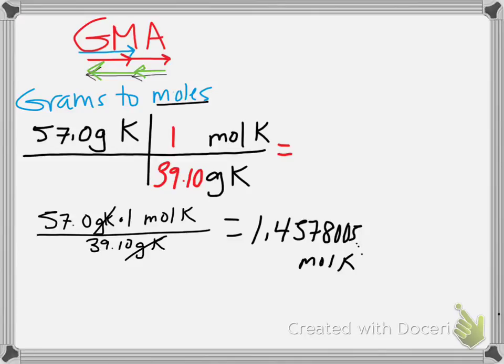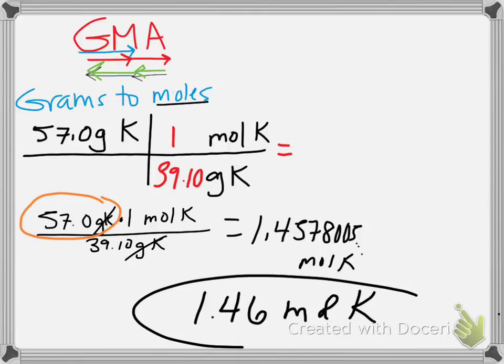3. This is multiplication and division. This is our given. You always base your sig figs on your given. Don't take your sig figs from conversion factors. So that 1 mole does not count against you. Okay? So you're going to base it on your given. Your given has 3 sig figs. That's what you're limited to. Your final answer will then be 1.46 moles of potassium. Okay, that's not too bad.